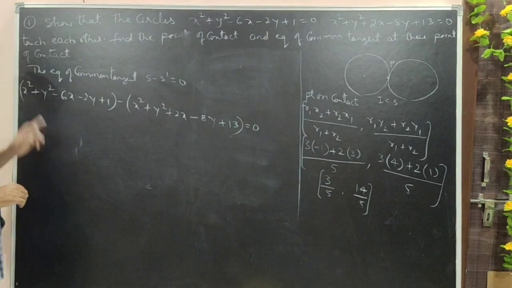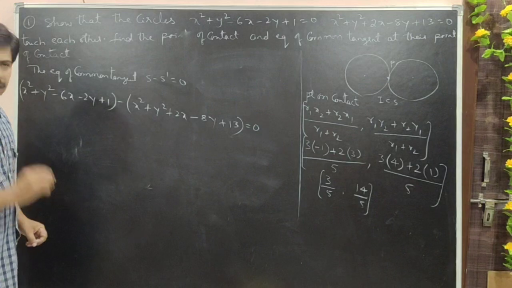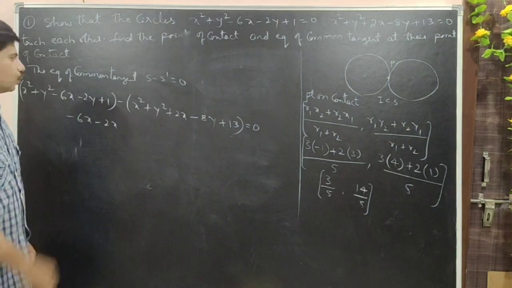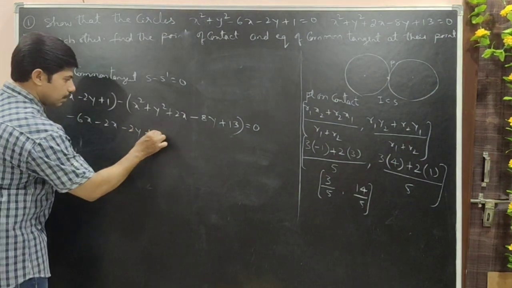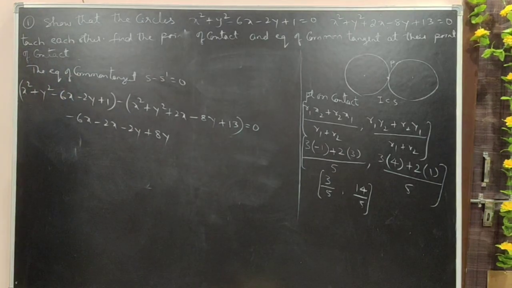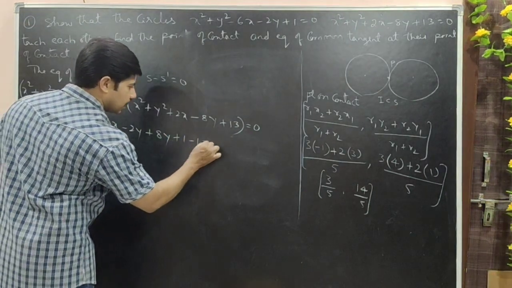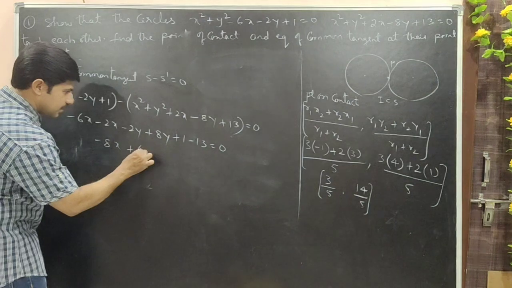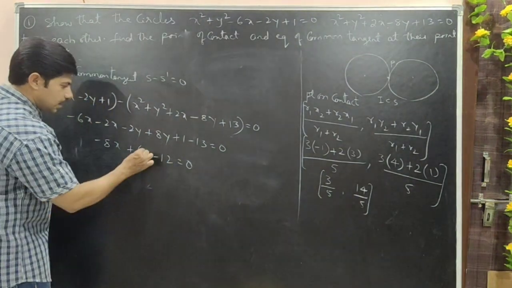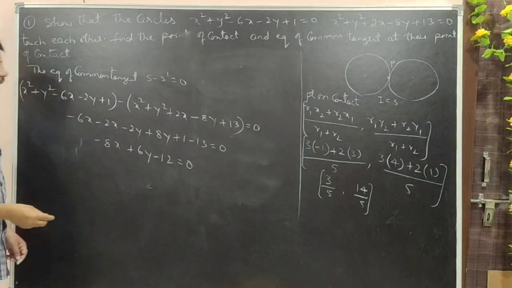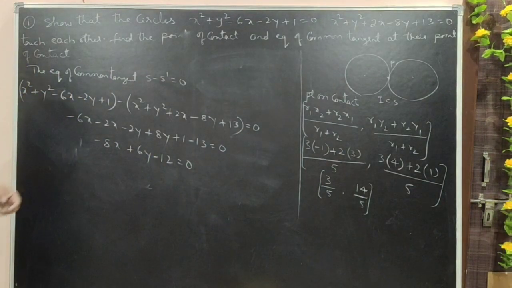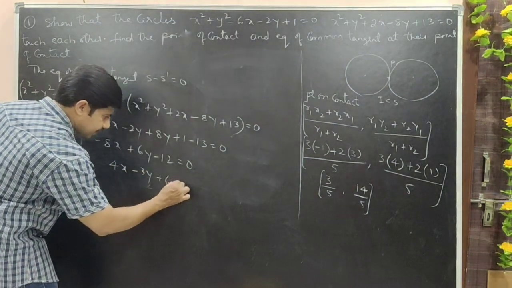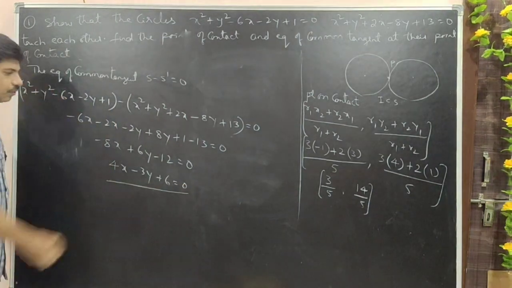When we are subtracting these two, x square, y square terms get eliminated. So we get minus x minus 2x. Okay, minus x minus 2x. Then minus 2y plus 8y. Minus 2y plus 8y plus 1 minus 13 is equal to 0. So now it is minus 8x plus 6y minus 12 is equal to 0. Okay, so now we can take minus 2 common. So what is the equation of the tangent? We get 4x minus 3y plus 6 is equal to 0, which is the equation of the common tangent.